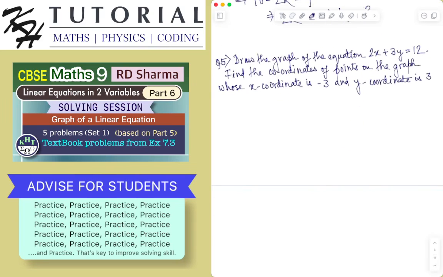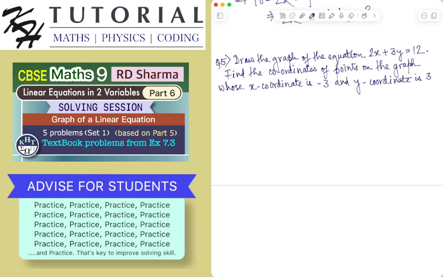Draw the graph of the equation 2x + 3y = 12. Find the coordinates of points on the graph whose x coordinate is -3 and y coordinate is 3. Okay, first we have to draw the graph of the equation. What will I do? I need two coordinates. To draw the graph of a line, I need 2 points. And the coordinates of those 2 points as an ordered pair will be a root of the equation of the line.